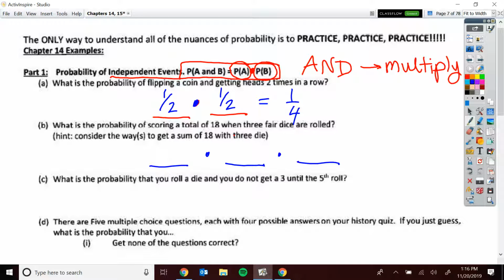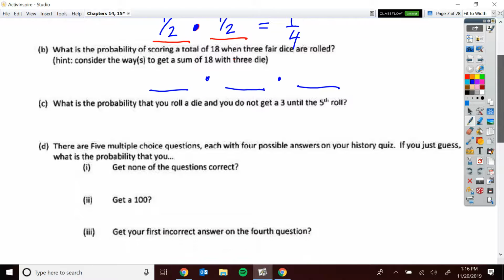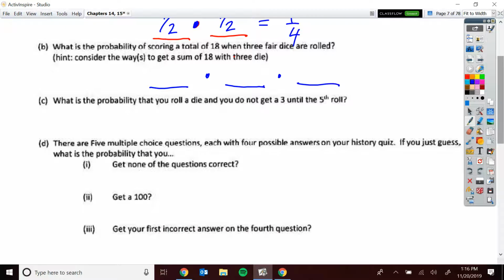It's an evil problem. Okay, so I'm going to let you work through this. And then I'm going to let you do part C, and I think you can do D. I want you to finish this. I'm going to give you about 4 minutes to do those. Go.